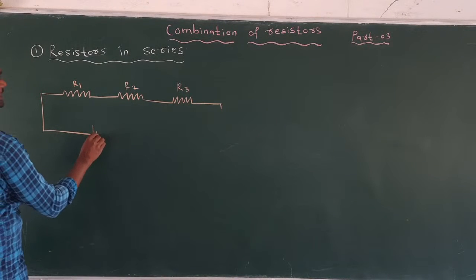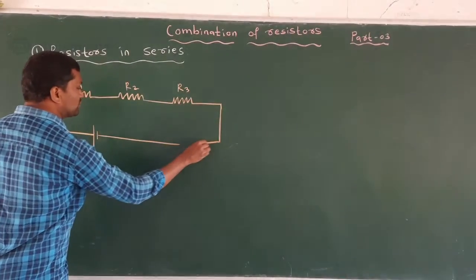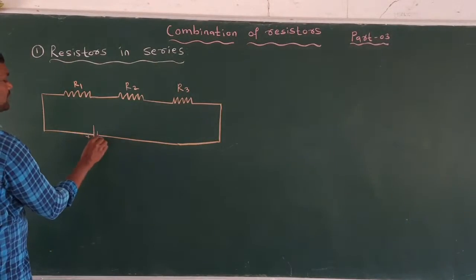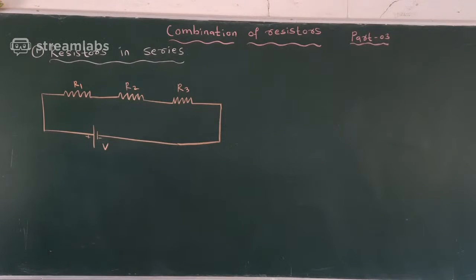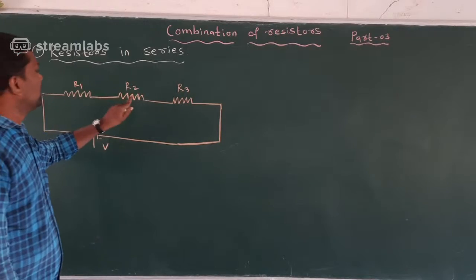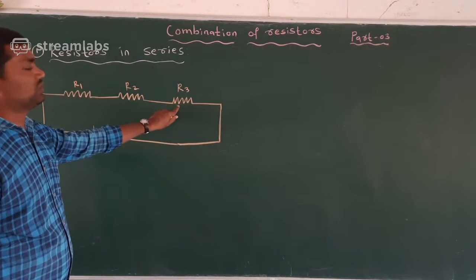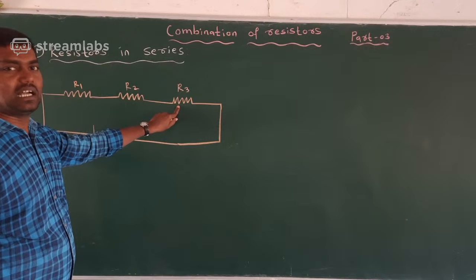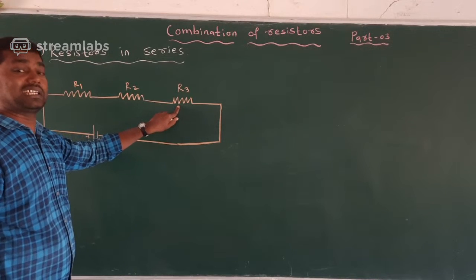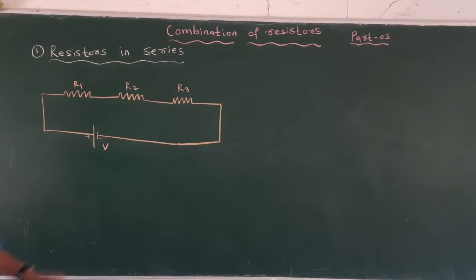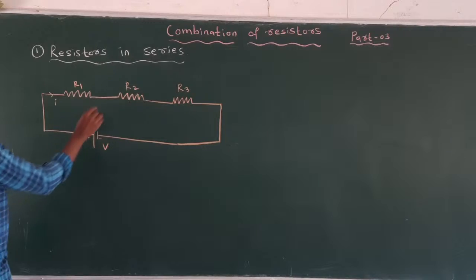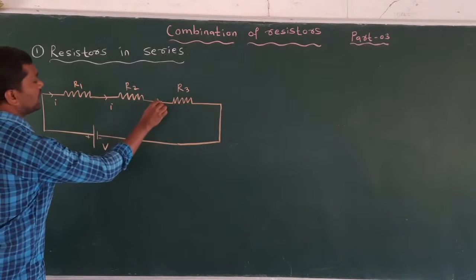So it will be connected to a battery or a voltage source. The voltage source is represented by V, a voltage source or a battery or a cell. So three resistors means the first resistor's end is connected to the second, and the second resistor's end is connected to the third one. So these resistors are in series combination. In series combination, the electric current passing through all the resistors will be the same. So I can write the electric current at R1 as I, and I, and I.